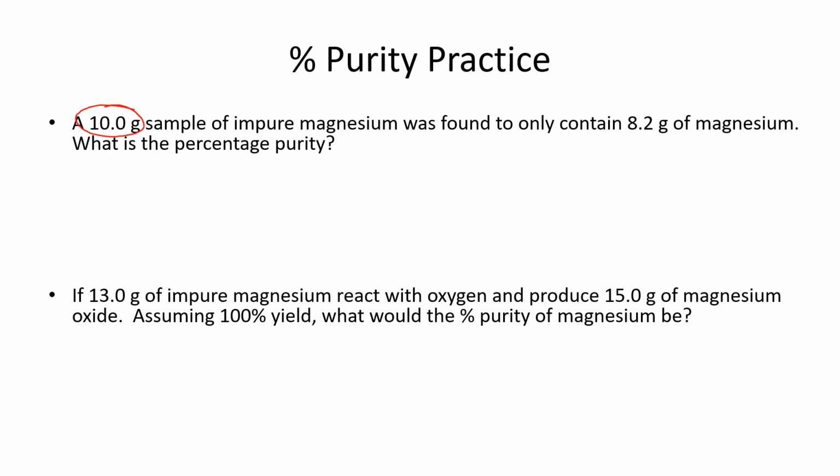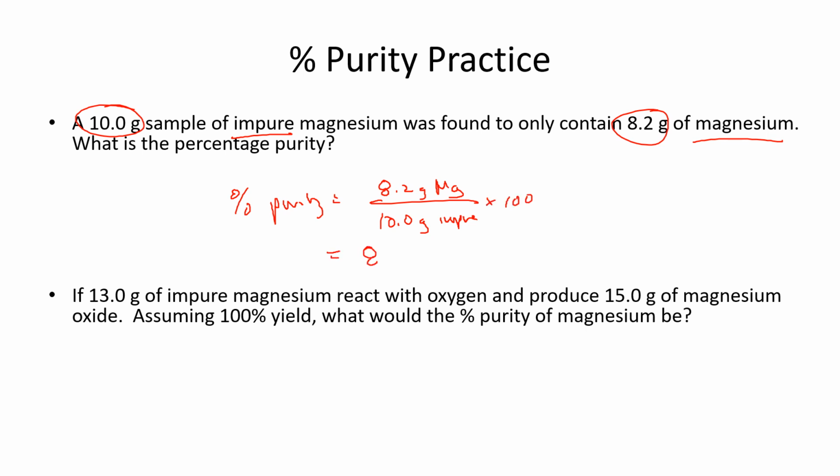If you have 10 grams that is impure and it only contains 8.2 grams of actual magnesium, well, the percent purity equals the 8.2 grams that's actually magnesium over the 10 grams of the impure metal that includes some magnesium. And of course, you'd end up with 82%. So that shouldn't be too hard to follow. Sometimes it won't be given to you as straightforward as that. You might have to do a little work to figure out what the pure part is.